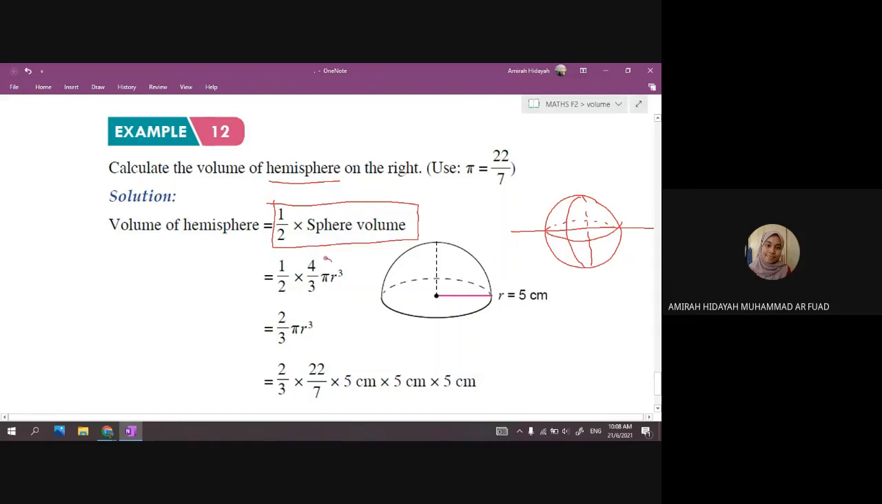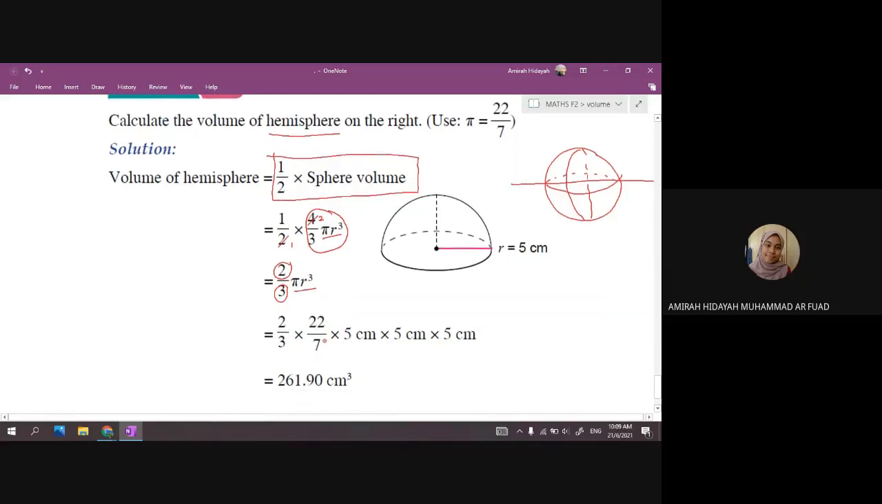So sphere volume tadi kamu dah tahu dia adalah 4/3 pi r cubic. So disimplify lah. 2 times 1, 2 times 2. So 1 times 2 you will get 2. 1 times 3 you will get 3. Then pi r cubic. Then boleh plug in the values. Okay, so 2/3 times pi dia 22/7 times radius is given 5 cm. So 5 cubic means 5 times 5 times 5. So you will get 261.90 cm cubic.